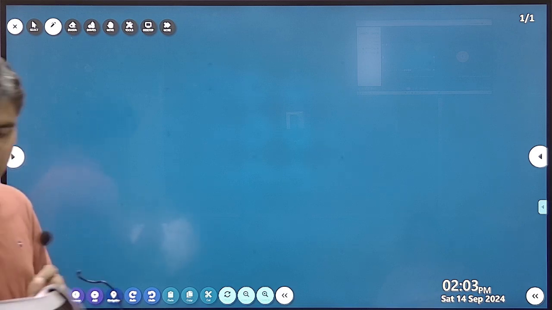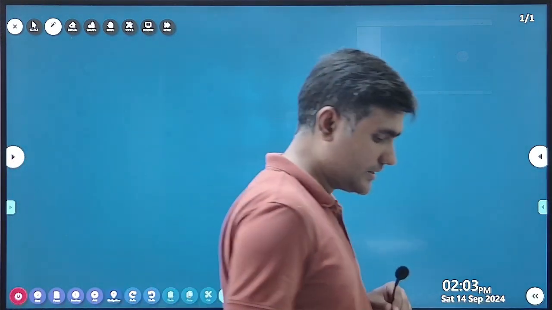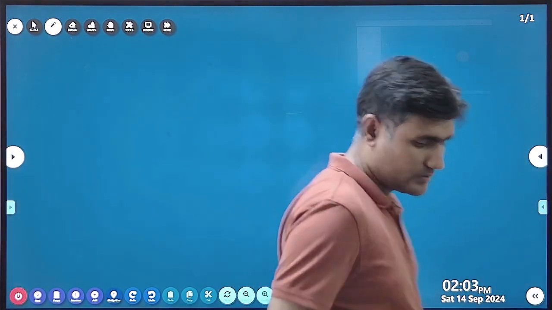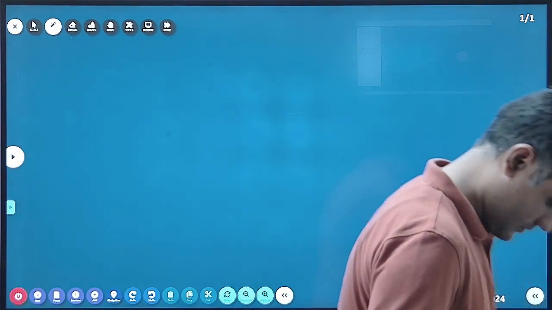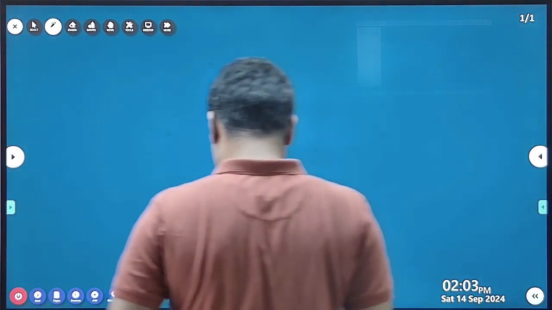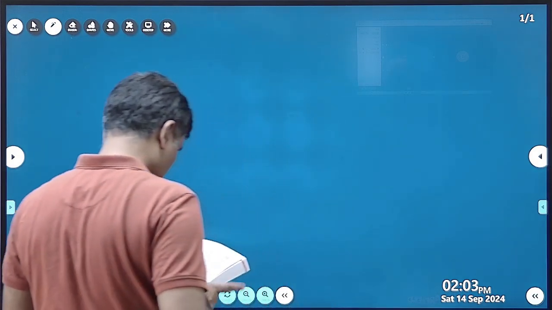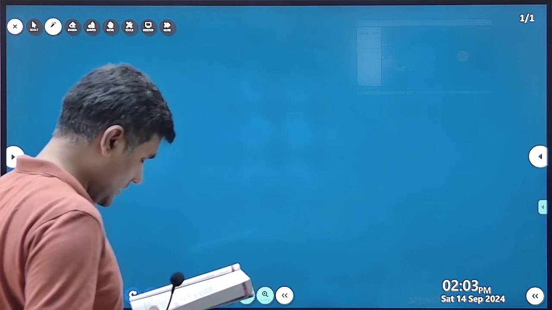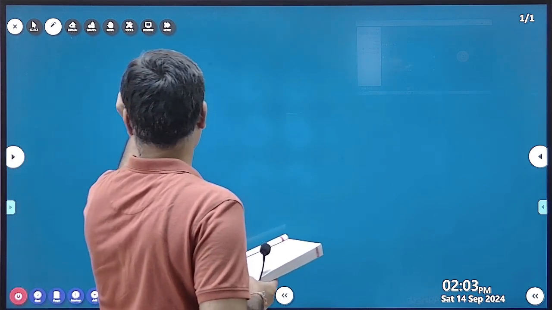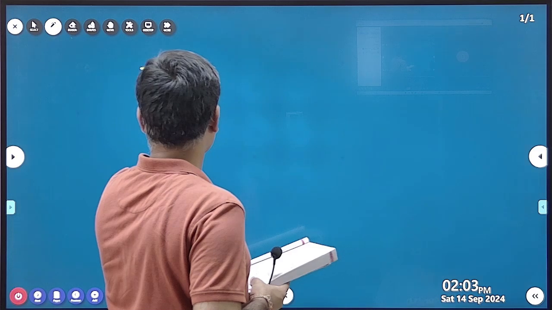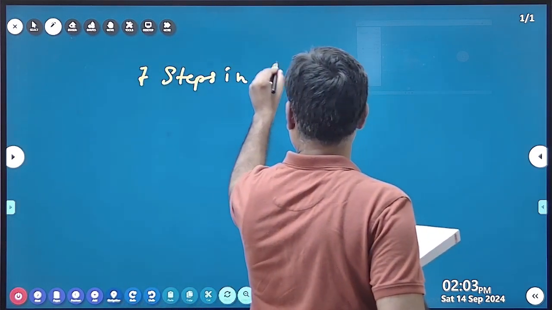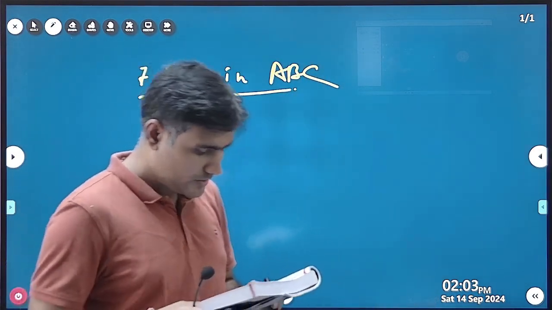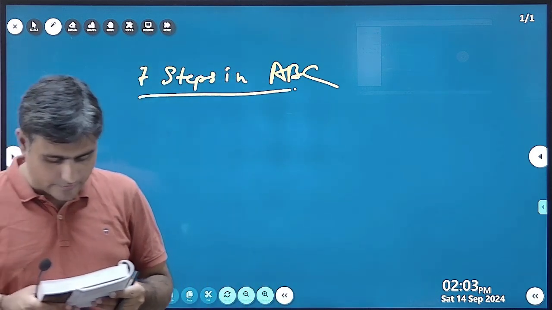Today we will move ahead with the steps in ABC. There are around 7 steps in ABC. First step, to identify the different activities within the organization.